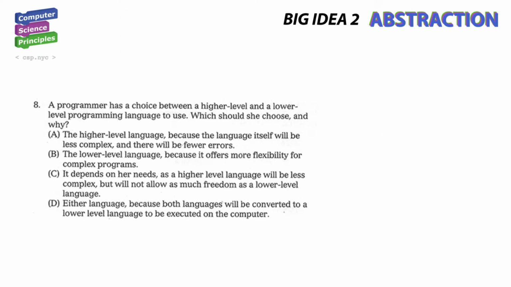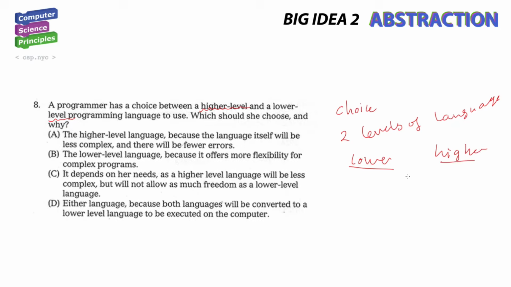Okay, here's 8. Let's take a look at what it says. It says a programmer has a choice between a higher level and a lower level programming language to use. Which should she use and why? Okay, so it's kind of saying that it's some kind of a choice here, right? Choice, and there are 2 levels of language. Okay, there's the lower and then there's a higher.